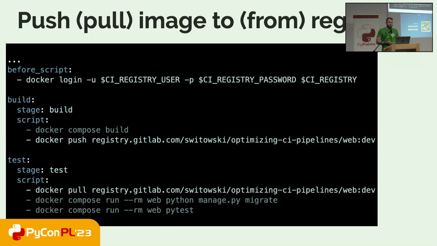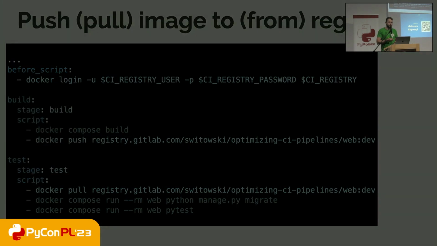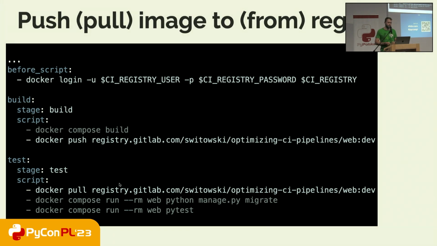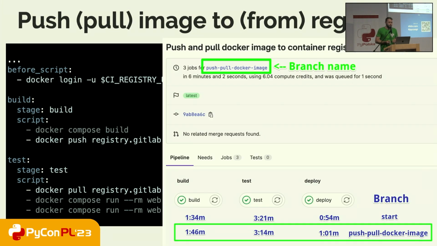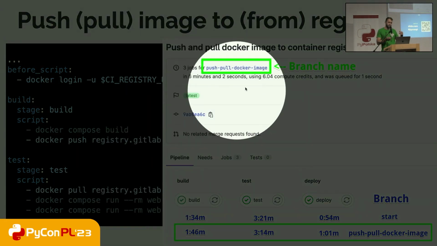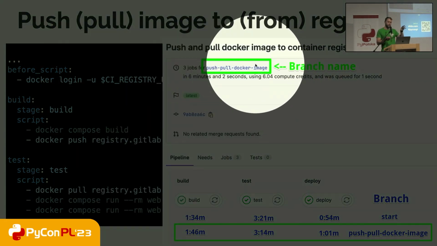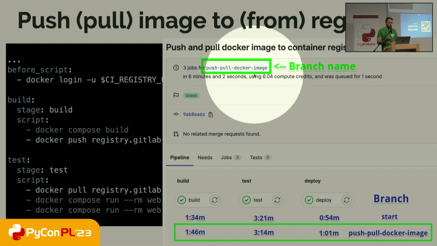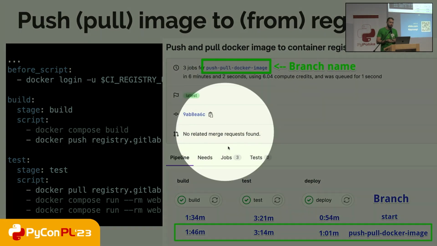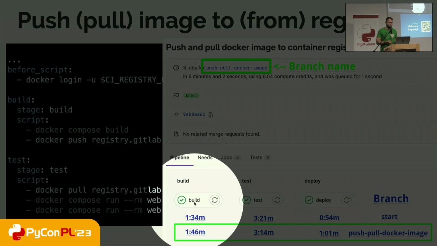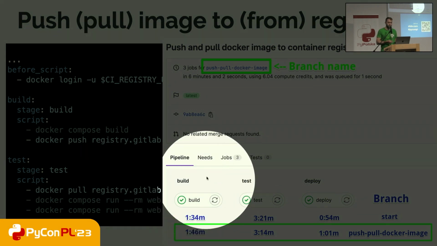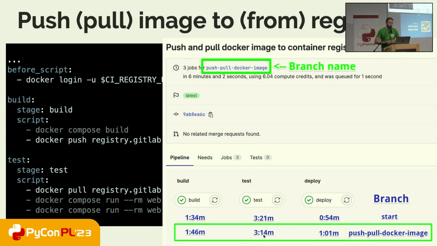So we can fix that by pushing our image to the container registry at the end of the build job and then pulling it at the beginning of the test job. And we can see that, by the way, I have different branches in my Git repository corresponding to different parts of my presentation. So if we go here, we can see that now the build job is slower, but the test job is faster. So in my example project, the differences are tiny.